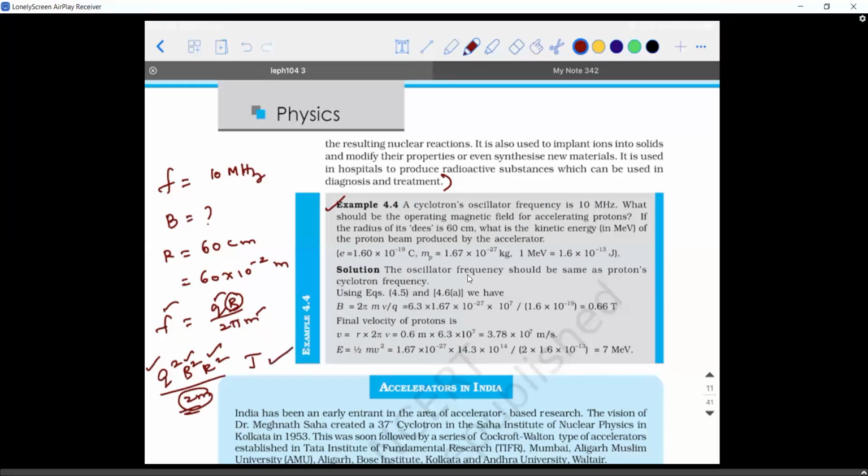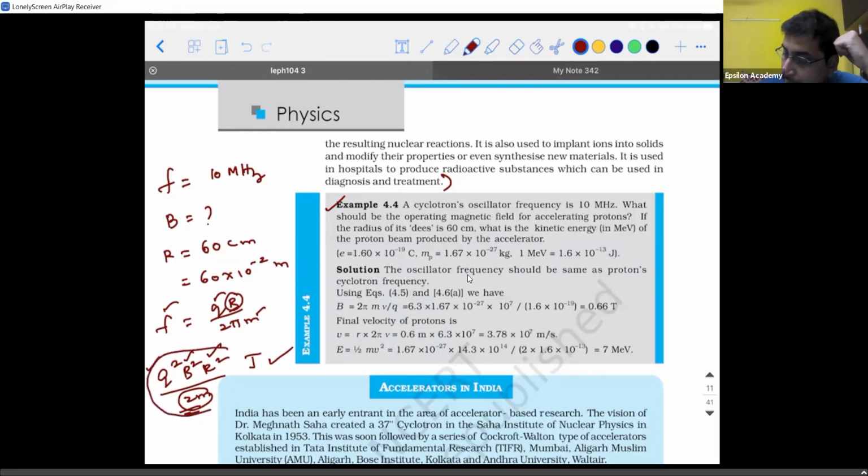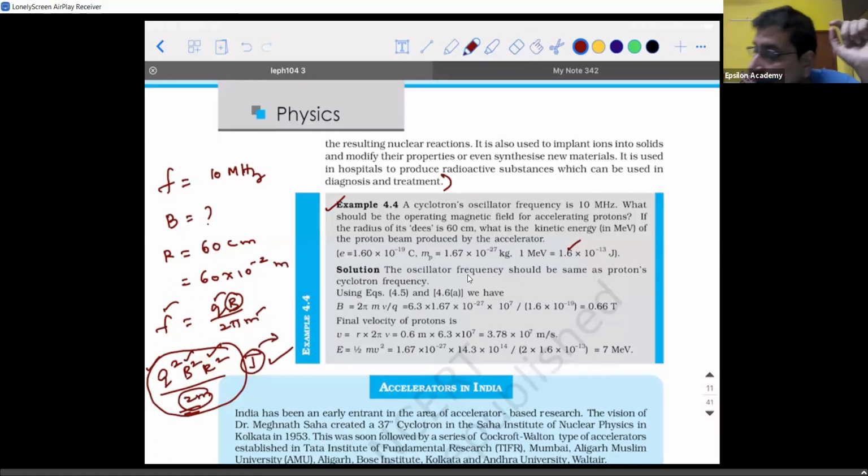So can you say again, sir? You will get the answer in terms of joule, and here they have given, you know, MeV stands for mega electron volt or million electron volt. Million means 10 power 6. 10 lakhs is 1 million. So 1 million electron volt is 1.6 into 10 power minus 13. So you get the answer in joule, no? To convert it to million electron volt, divide it with 1.6 into 10 power minus 13 like this. Then you will get the answer in terms of mega electron volt.